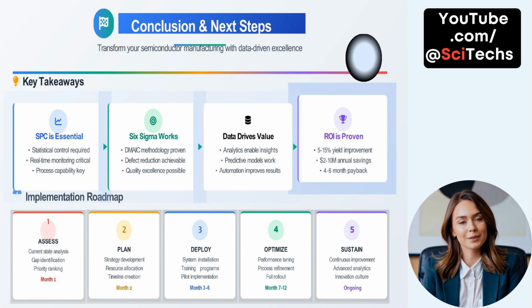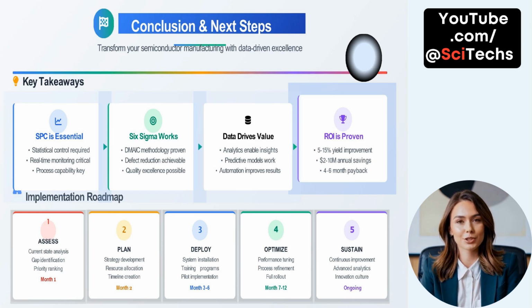Finally, the return on investment is well documented. SPC and analytics lead to a 5 to 15% yield improvement, generate $2 to $10 million in annual savings, and achieve a payback period of just 4 to 6 months. The implementation roadmap spans 5 phases: assess current gaps, plan with strategic goals, deploy systems and pilots, optimize performance through tuning, and sustain gains with a culture of innovation and analytics. This is the foundation for long-term success.